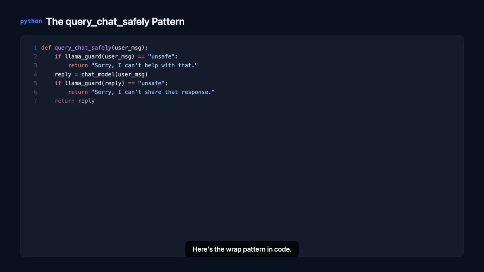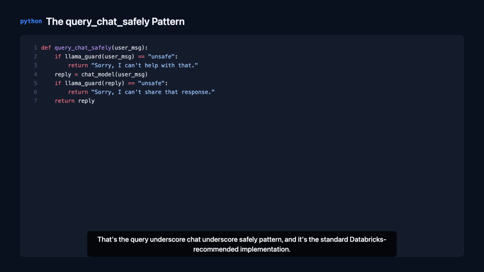Here's the wrap pattern in code. Notice the shape: 2 Llama Guard calls bracketing 1 chat model call. The insight is that the input check and the output check catch different things. A clean input prompt can still produce a toxic output if the model goes off the rails mid-generation. A malicious input can sometimes produce a harmless refusal, but you want to block it before it gets near the model anyway. Both gates, every time. That's the query_chat_safely pattern, and it's the standard Databricks recommended implementation.